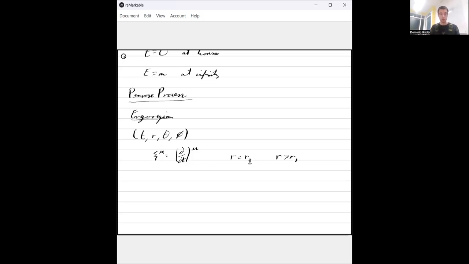The first term, because I do use this, was minus (delta minus a squared sin squared theta) over sigma dt squared plus further terms, where a is equal to J_H over M, where J_H is the angular momentum. Sigma equals r squared plus a squared cos squared theta, and delta equals r squared minus 2Mr plus a squared.